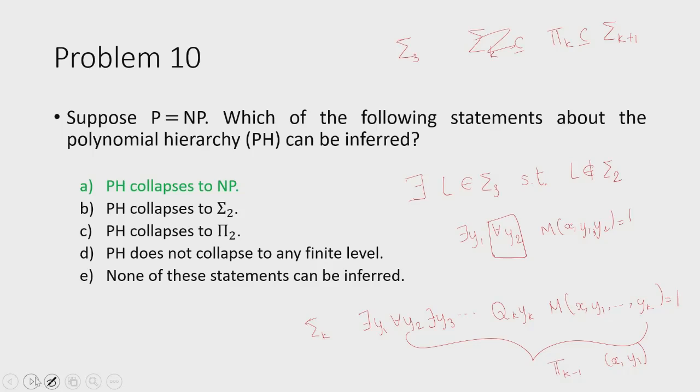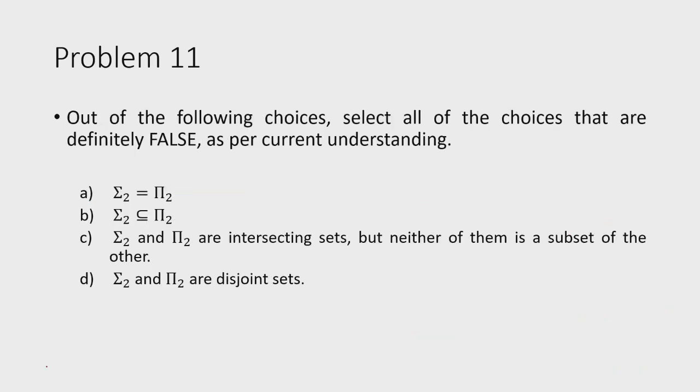Okay, let's look at the next problem. Out of the following choices, select all of the choices that are definitely false as per the current understanding. The options are: sigma 2 is equal to pi 2; sigma 2 is contained in pi 2; sigma 2 and pi 2 are intersecting sets but neither of them is a subset of the other; and they are disjoint sets. As per our current understanding, which is definitely false? You can list all the statements that you think are false, and then we can show that the rest are not known to be false.